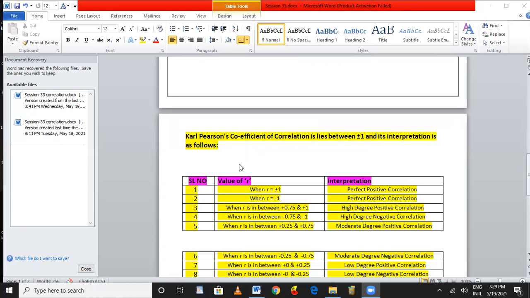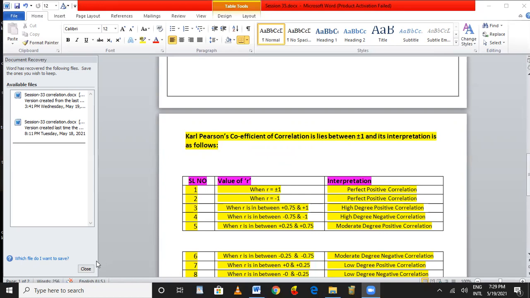How can we interpret the data? If r is plus 1, it is perfect positive correlation. If you get the correlation coefficient as 1, it is perfect positive correlation. When r is equal to minus 1, it is perfect negative correlation. When r is between 0.75 and plus 1, it is high degree positive correlation. When r is between minus 0.75 and minus 1, it is high degree negative correlation. When r is between 0.25 and 0.75, it is moderate degree positive correlation.